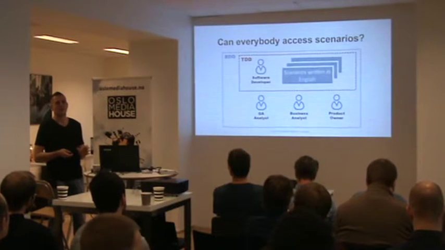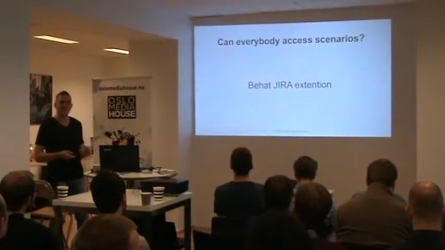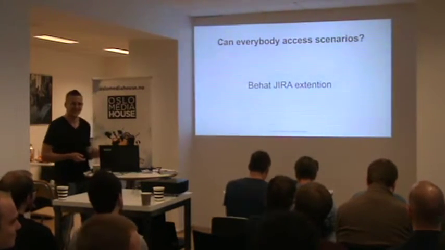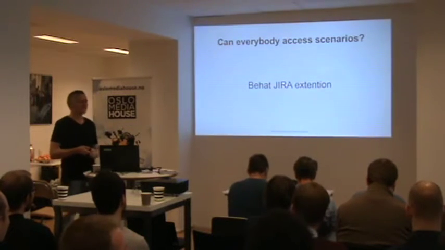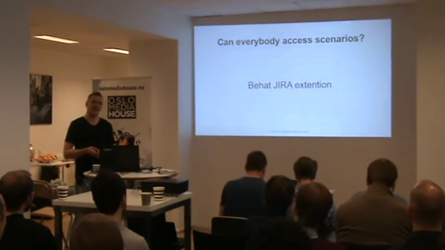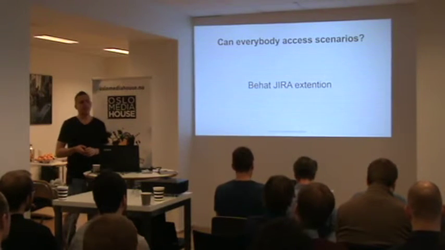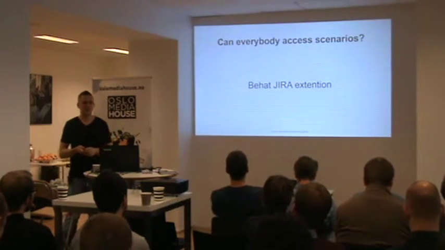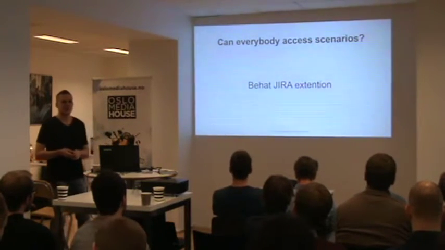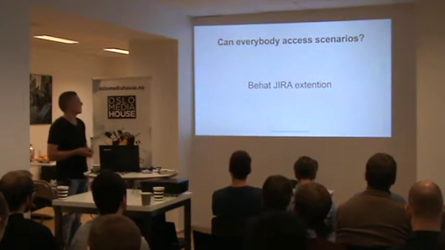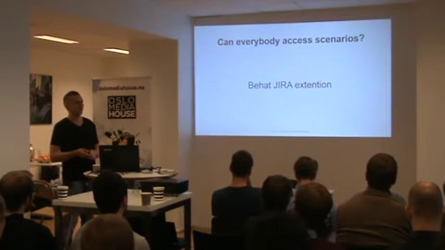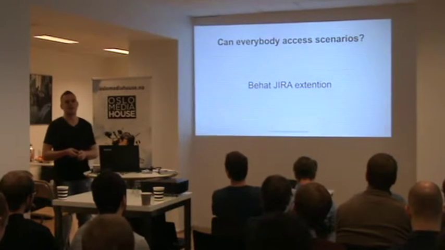You know how to do that? There is a Behat Jira extension. I have to write this down. Yeah, there is. Okay, brilliant. So there are extensions. There is the Behave Pro extension for Jira, and you could actually do that. So basically you can tell Behat, go to Jira, fetch this test, and then execute it.